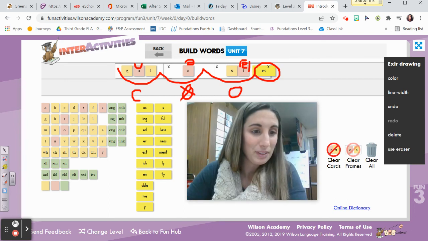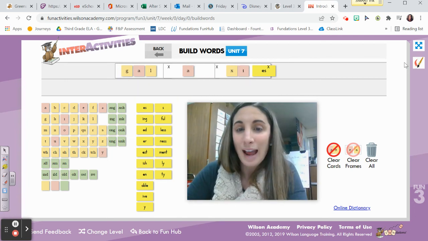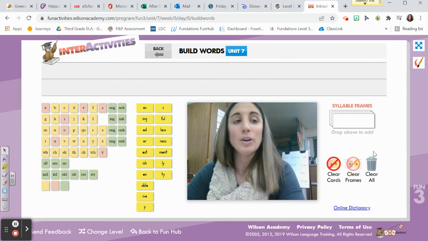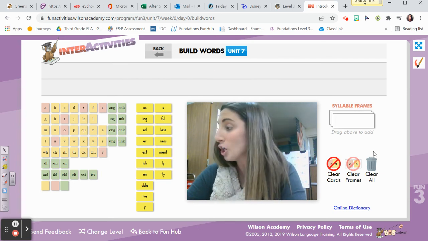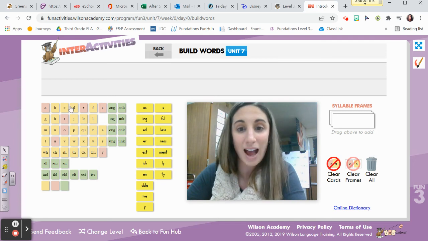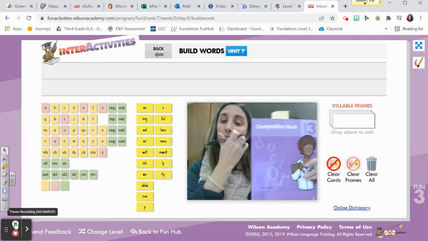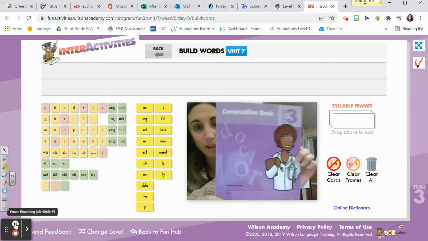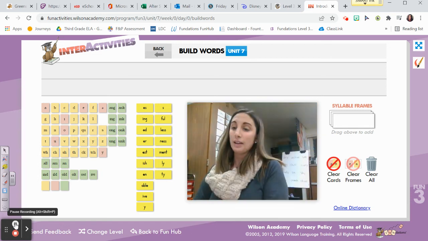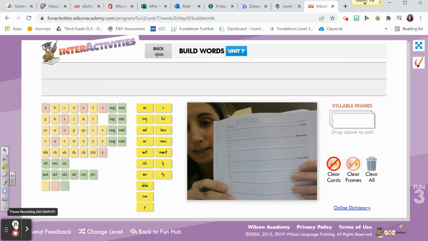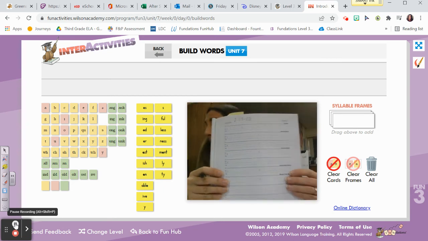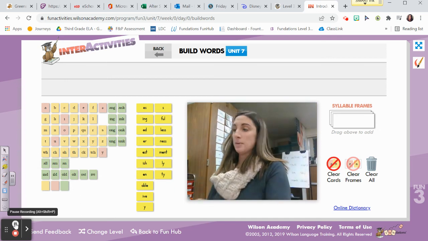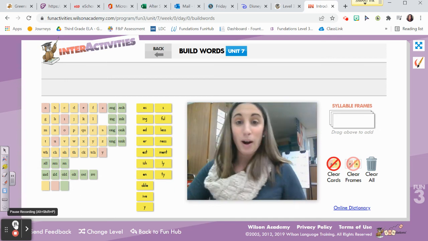Excellent work. All right, go ahead now and take out your composition book with the doctor on the cover. You're going to turn to page 25. Okay, so on page 25 in this book, at the top, as always, you're going to put today's date, whatever that date might be, and we're going to get ready for our practice today.